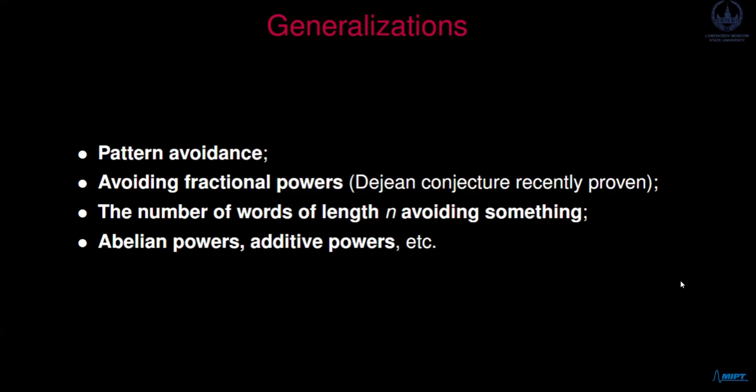And then, abelian and additive powers. Finally, there is the notion of avoiding abelian powers and additive powers, where we can consider patterns in terms of permutations or other more general operations. For example, an abelian square is a word where the letters in 2 consecutive blocks are rearrangements of each other rather than exact matches. So we will see more in the next slides.